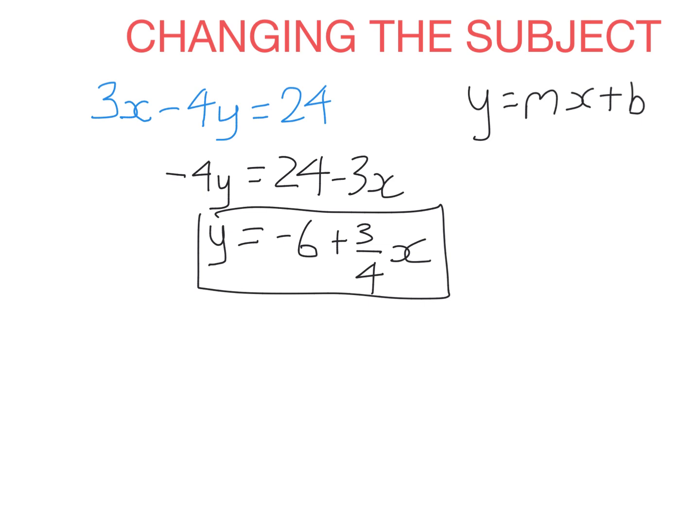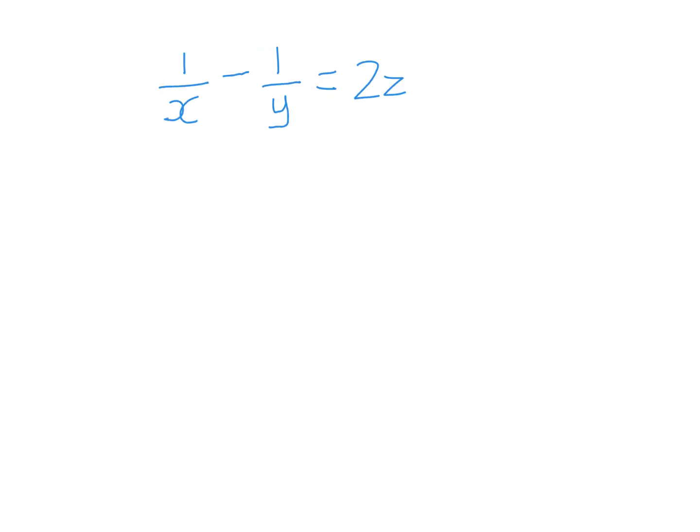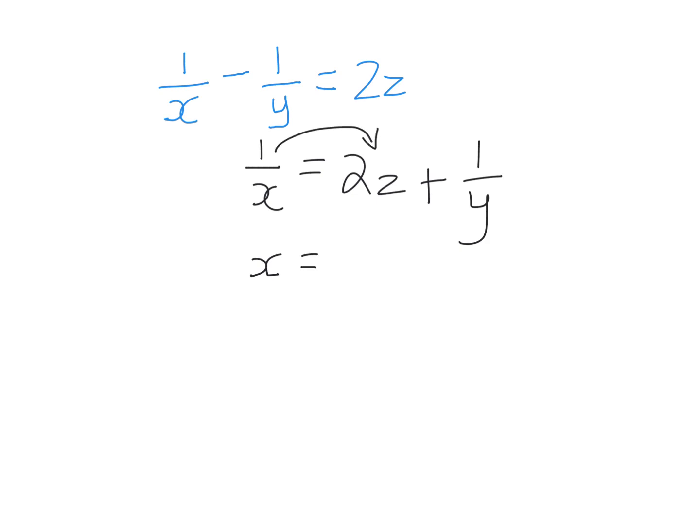All right, let's look at some more challenging examples of changing the subject. So I'm going to rearrange this equation here to make x the subject. This is a little more challenging, but we're still going to follow the process of undoing what's been done to x. So the first thing I'm going to do is add 1 over y to both sides. So I've almost got x by itself, but here x isn't the subject, 1 over x is. So I can get x by itself if I move the 1 and the fraction line over here. So I have 1 over 2z plus 1 over y.